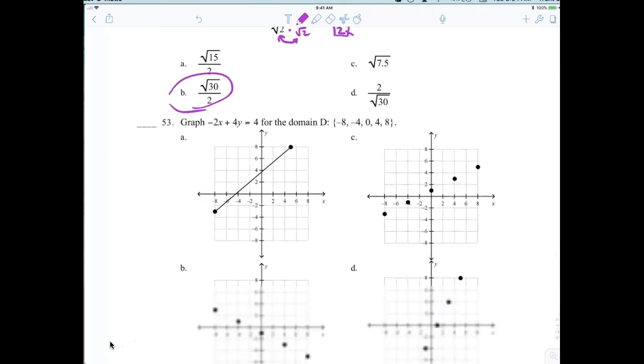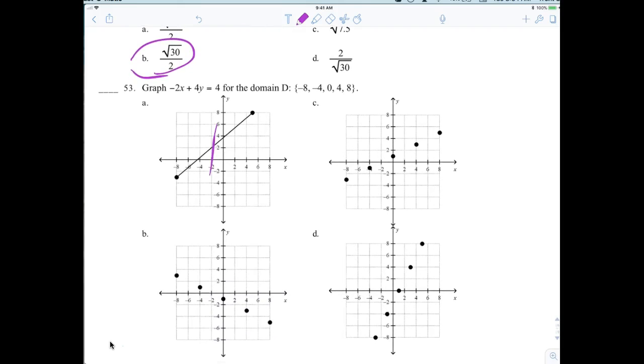Now, right off the bat, I want everybody to say it's not A. Because the domain is giving you the only x values you're allowed to use. Is everybody with me on that? So you have to figure out what happens if I plug in negative 8. Negative 2 times negative 8 plus 4y equals 4. 16 plus 4y equals 4. 4y equals negative 12. So y equals what? Negative 3.